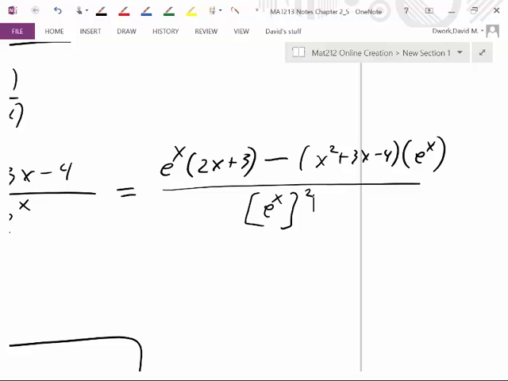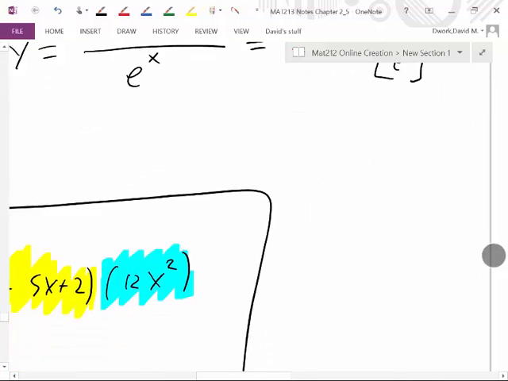Quotient rule. It's worth the few minutes it takes to memorize it, just to speed you up and get you through some what would be really, really hard problems. It makes them a little faster and easier.